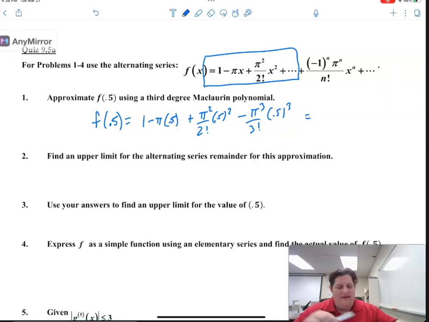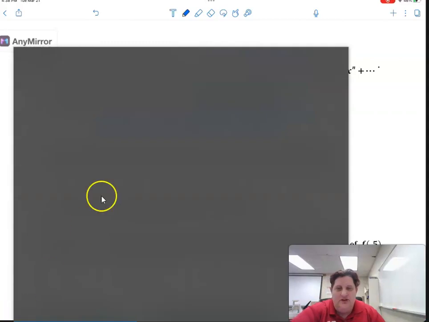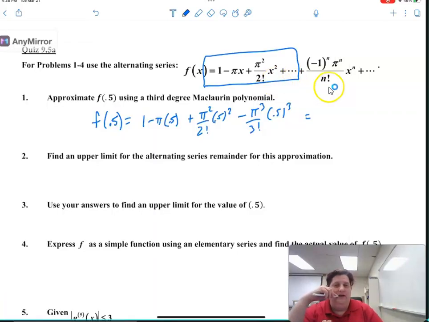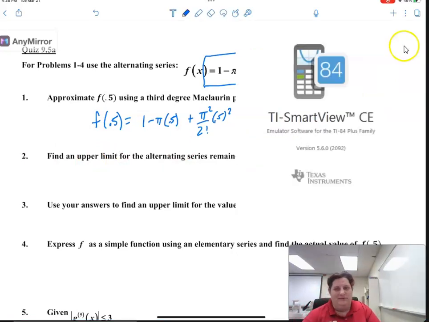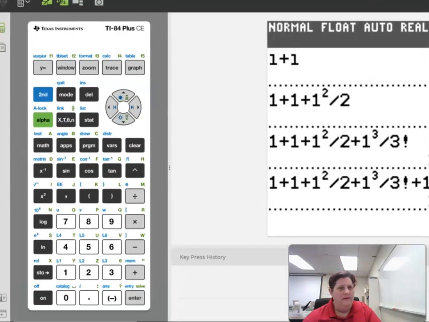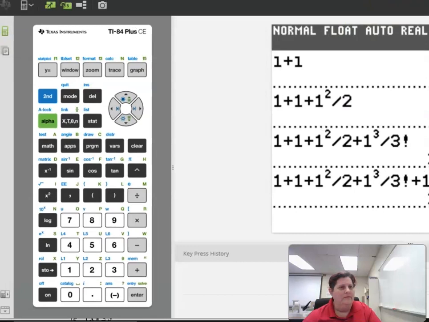Now, if it's only 4 terms, it might actually be easier, you guys, to just type it in like that. I'll show you a summation in case you want to do it a little bit faster, but when it's only 4 terms, I don't know. Okay, let me get my calculator to open up here.